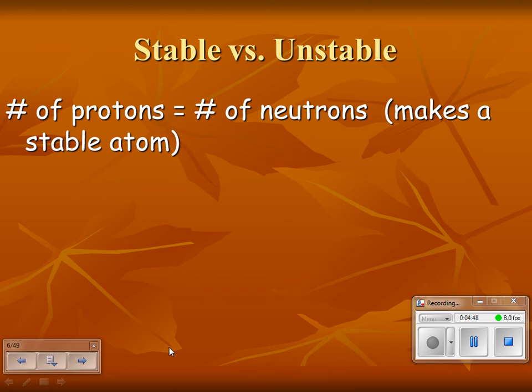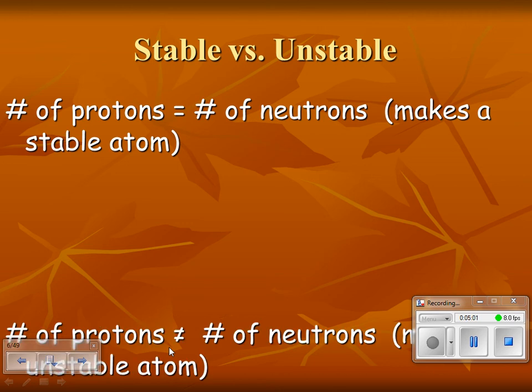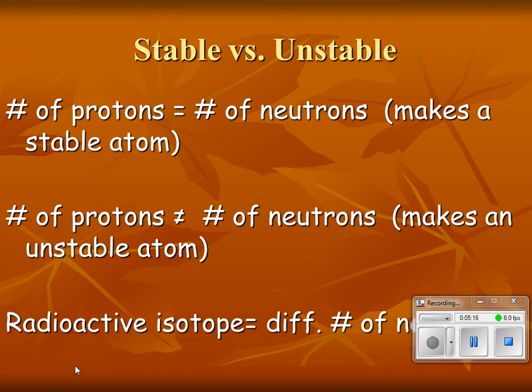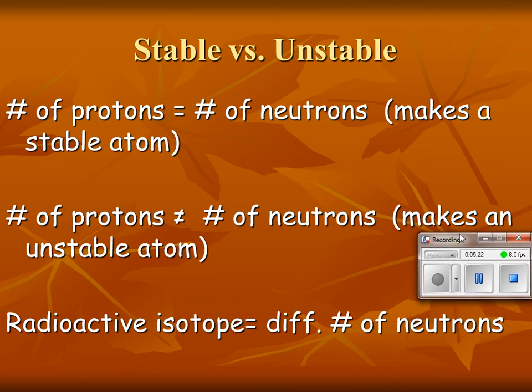And so let's take a quick little comparison here. If we've got the number of protons equal to the number of neutrons, we can usually say that that atom is very, very stable. If the number of protons is not equal to the number of neutrons, then most of the time we are going to get some kind of unstable atom that we consider to be radioactive, and it's going to go through the process of decay. And so a radioactive isotope is just simply something that has a different number of neutrons.